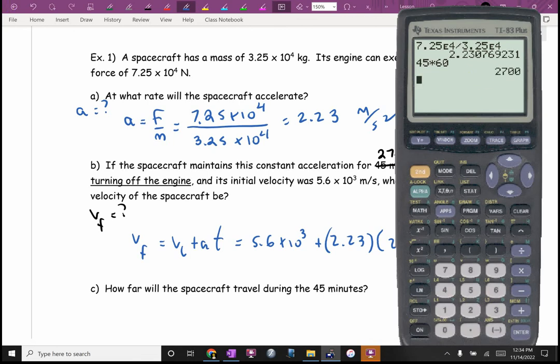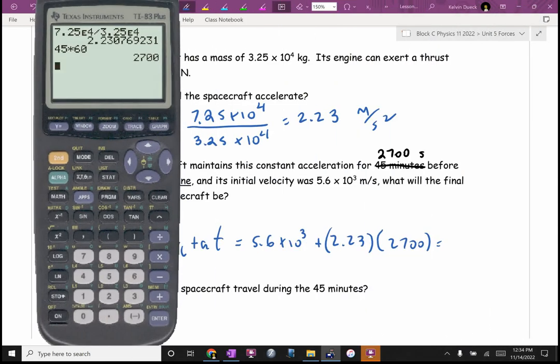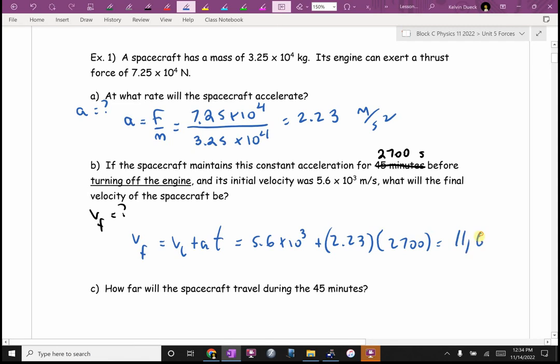So I'm going to use the 2.23. If you use your answer button, if you kept it on there, that's fine. But I don't have my answer button going anymore. So 5.6 scientific notation button 3 plus 2.23 times 2700. And I got a final speed of 11.621. If you used your answer button, there's probably more decimals than that, but I couldn't do that. Is that right? Yep. So I'm going to go 11,600 meters per second.